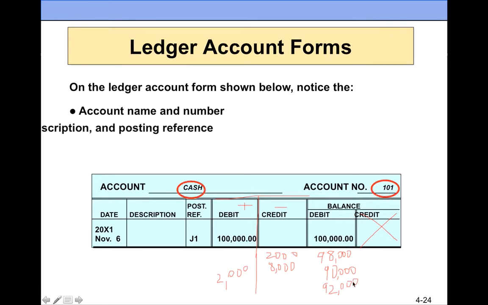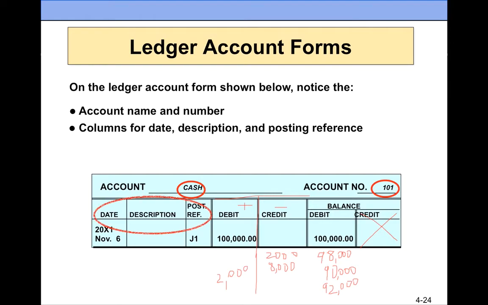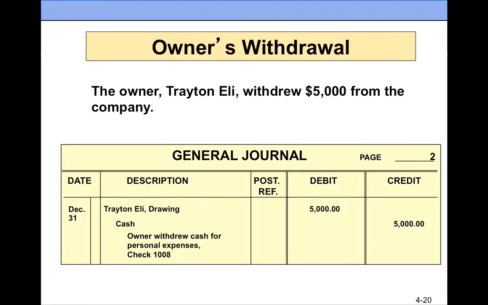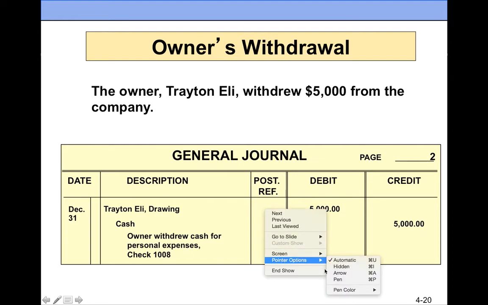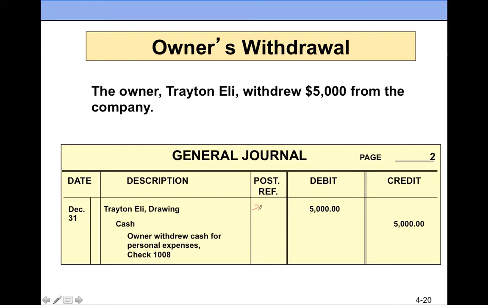You have account name and number. You have columns for date, description, posting reference. And guys, posting reference here is journal page number 1. Again, we're providing the audit trail. We're telling future auditors where information comes from. Where does it come from? It comes from the journal page 1. And in the journal, in the posting reference column, you're going to write the account number. So for example, when you post it, what's the account number for drawing?